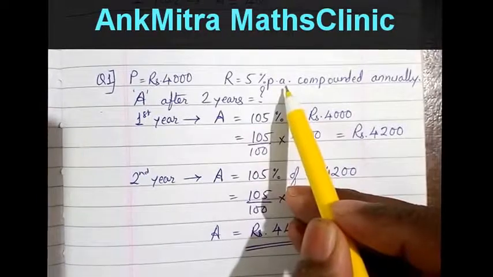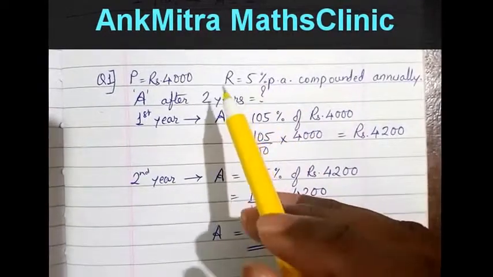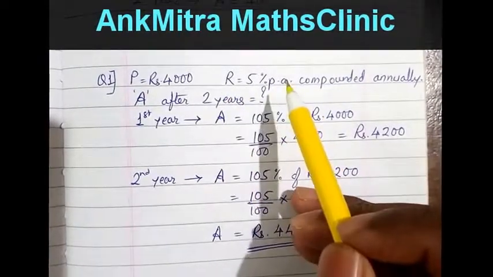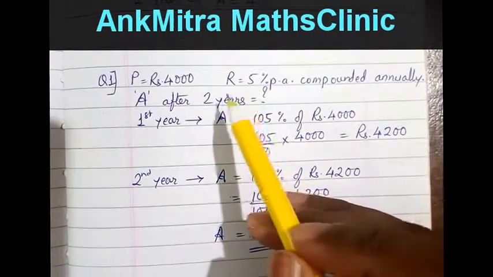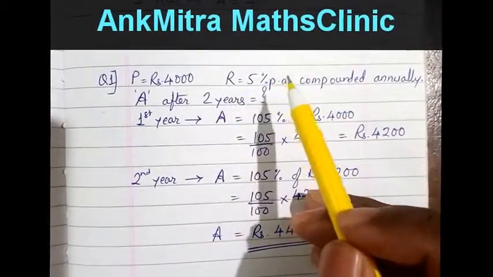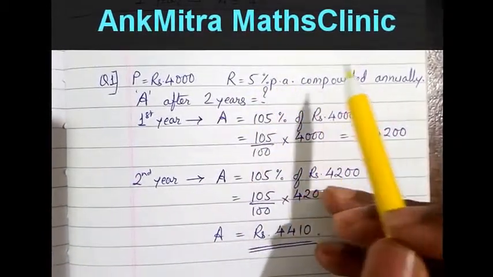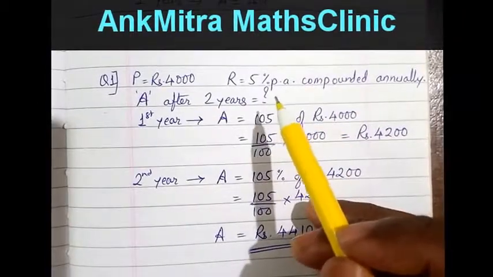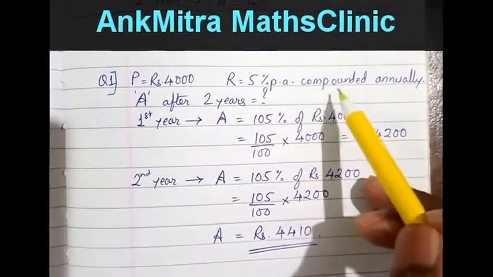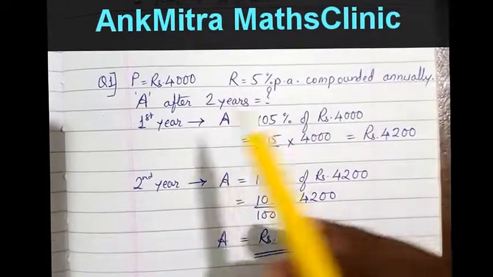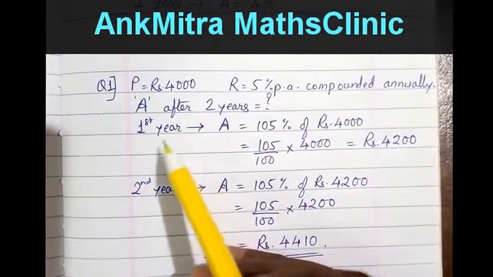See, 5% per annum means on 100 rupees, 5 rupees will get added in the first year. Then for the second year, it will be 105 as the principal and 5% added to 105 for the second year. This is what compounding actually is. So I'll use this logic to find the answer.